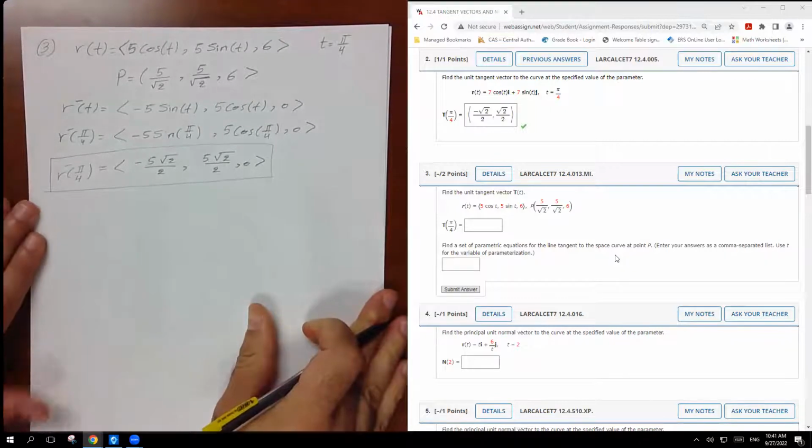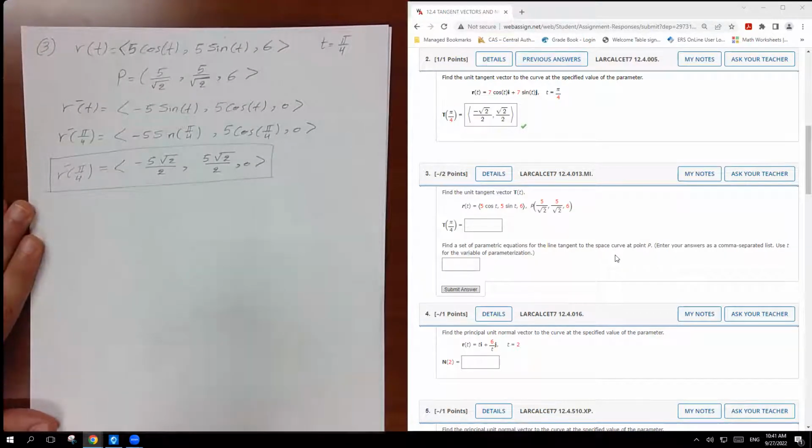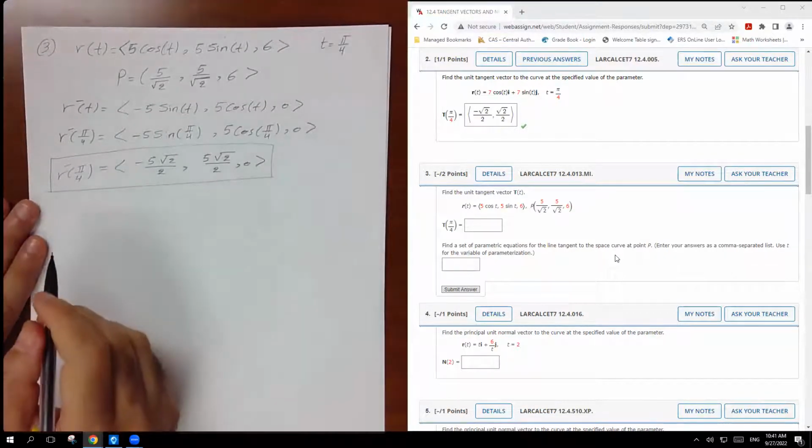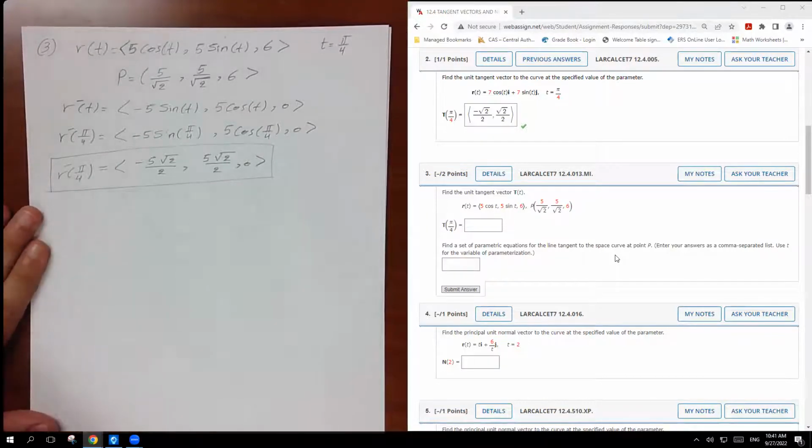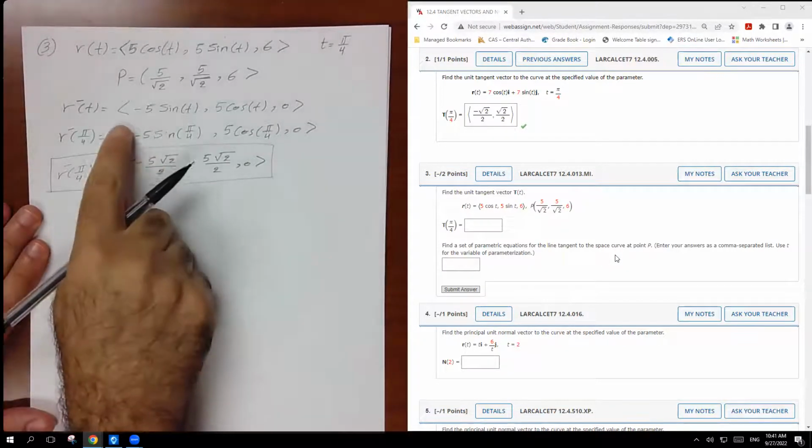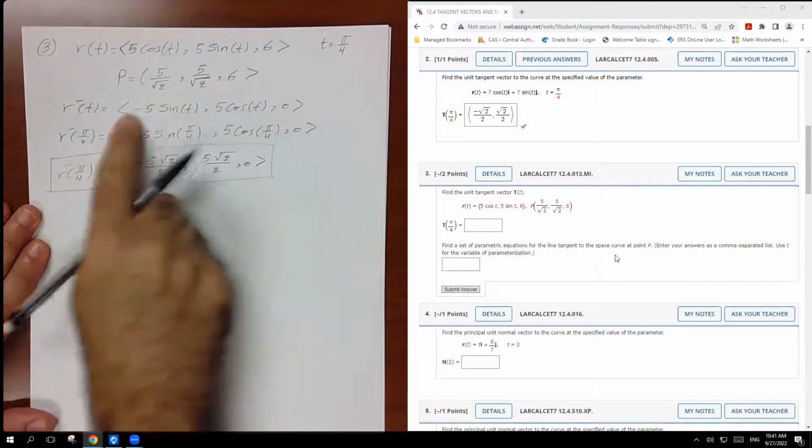This is the first one. Now we're going to keep going. We need to find the unit tangent vector. That means I need to find the length of r prime, which is this one.